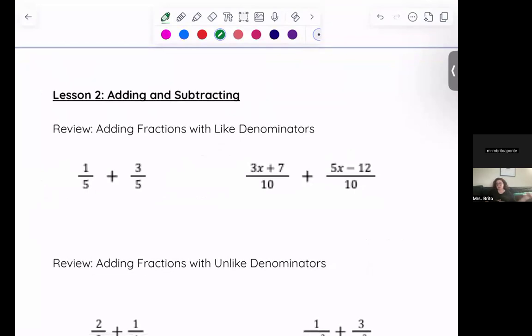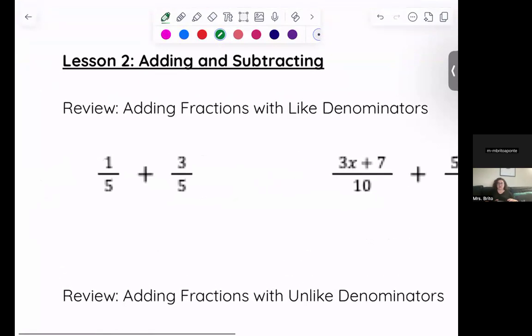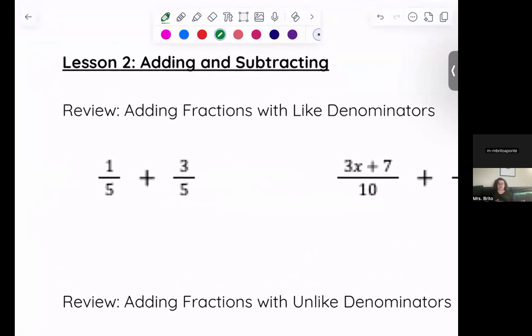And we're going to talk about adding and subtracting today. So please find page 6 in your notes packets. Pause me if you need to. Okay. So do you remember way back in elementary school, you guys learned about adding and subtracting fractions?